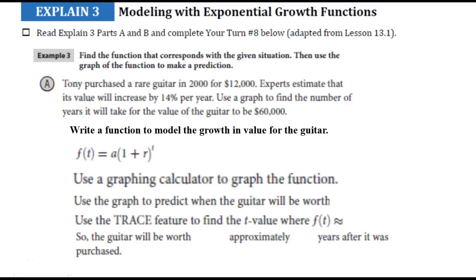Welcome back for Explain 3, Modeling Exponential Growth Functions. So here we're given an example 3, how to apply what we learned about exponential functions to real-world problems.